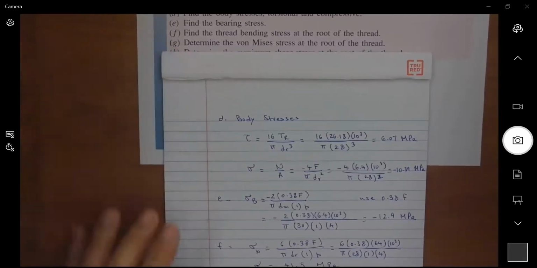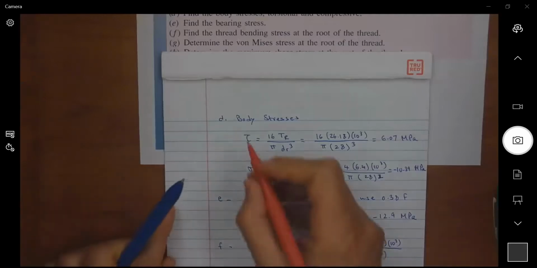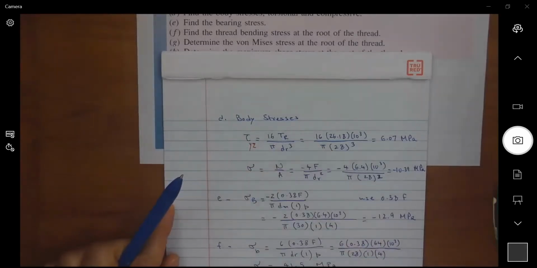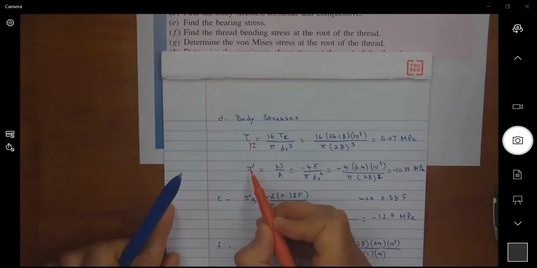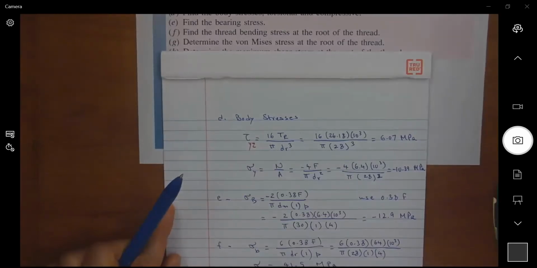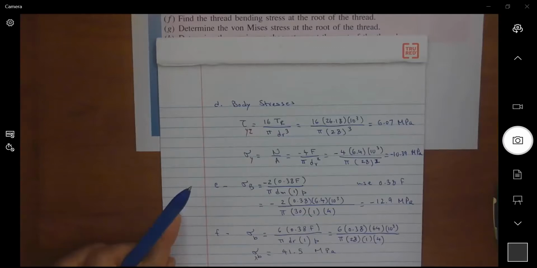Next, we want to determine the von Mises stress at the root of the thread. I want to label these stresses according to the directions. So this tau was acting on the y plane in the z direction. This sigma body stress was acting in the y direction. And this bending stress is acting in the x direction. So I can call this a sigma x. So this is going to be important when I apply my von Mises equation.